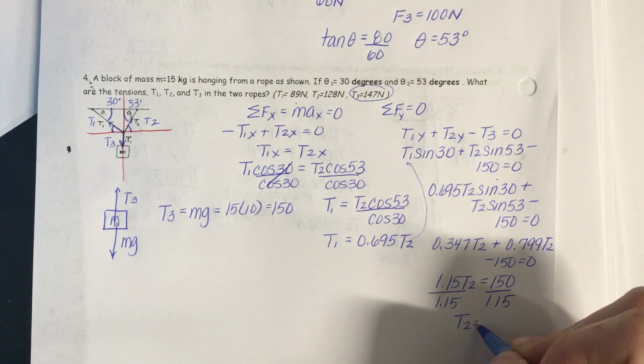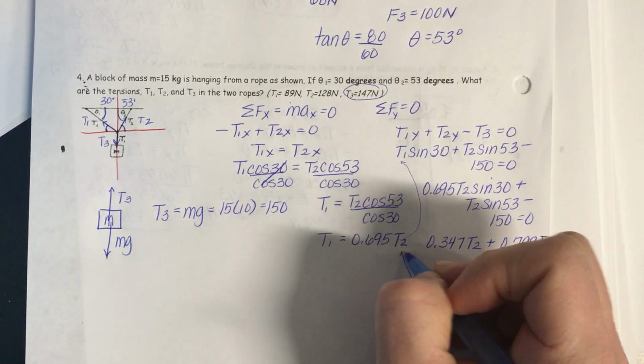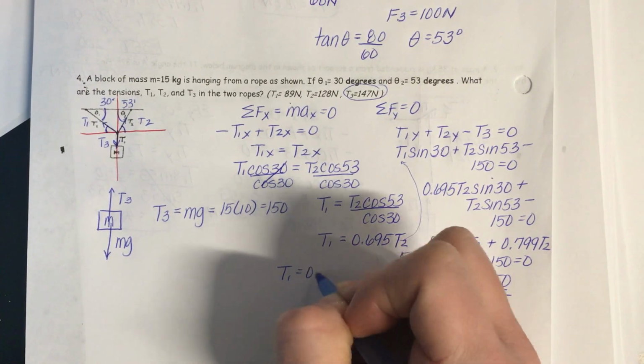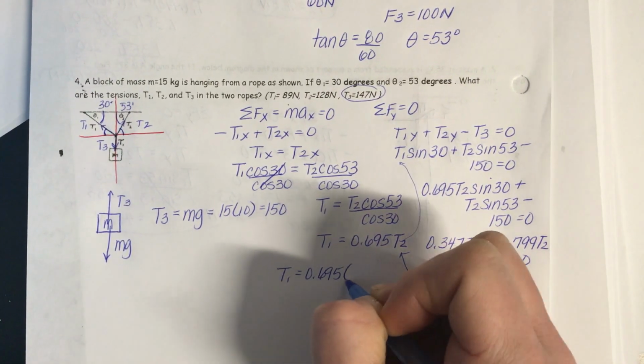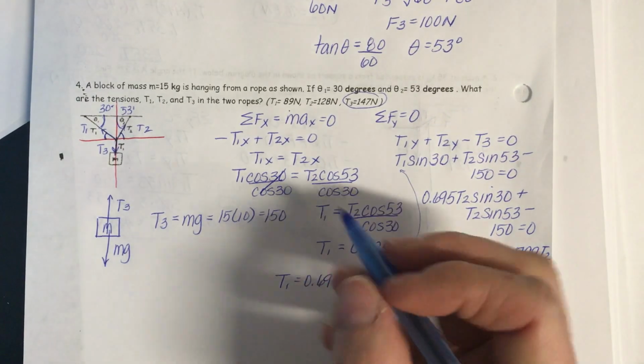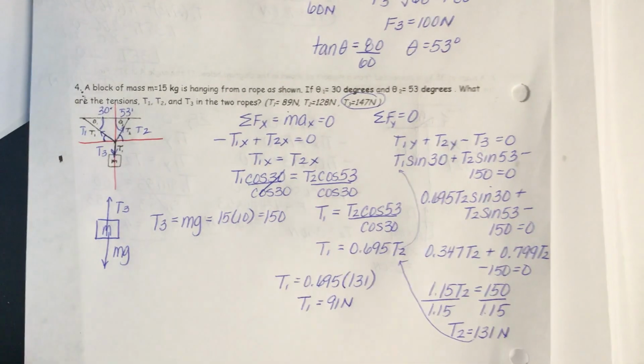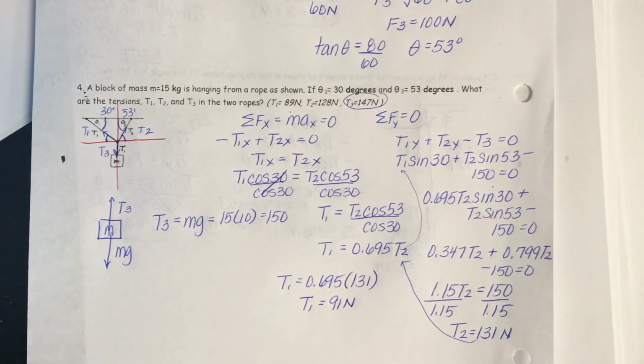And you get T2 equals 131 newtons. Now you plug that in right here and solve for T1. And you get T1 equals 91 newtons. Again, they're a little bit different than us because they use 9.8 for G.